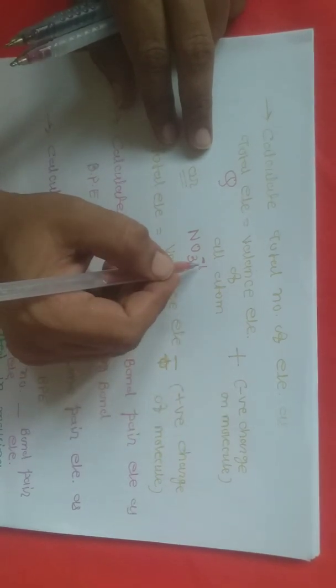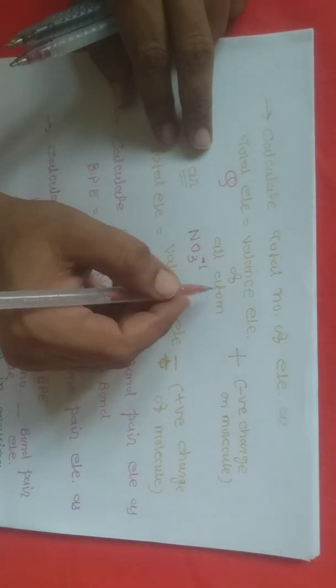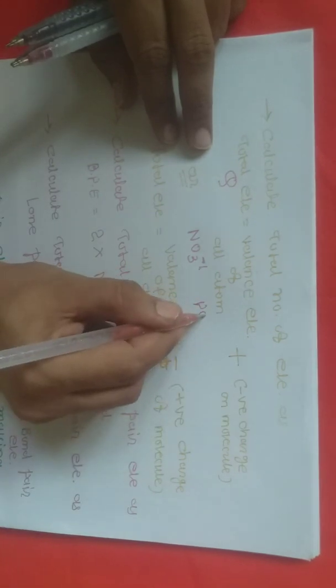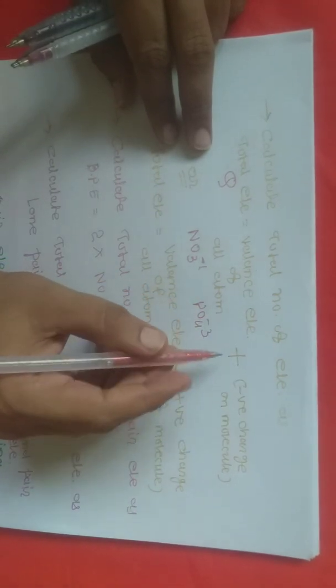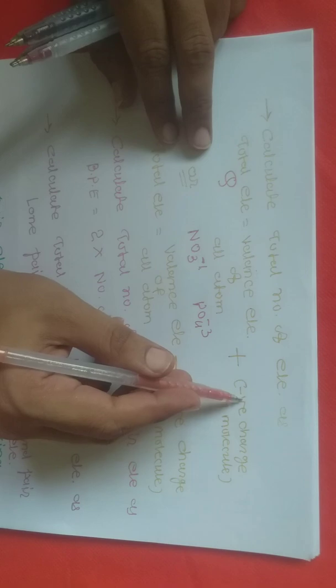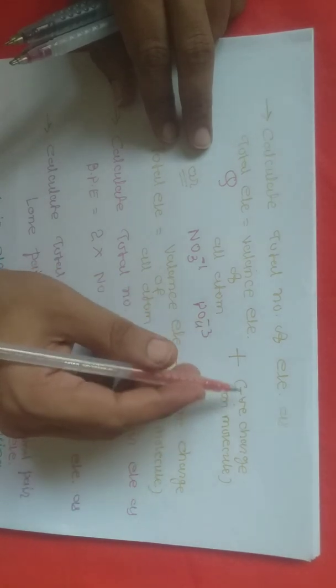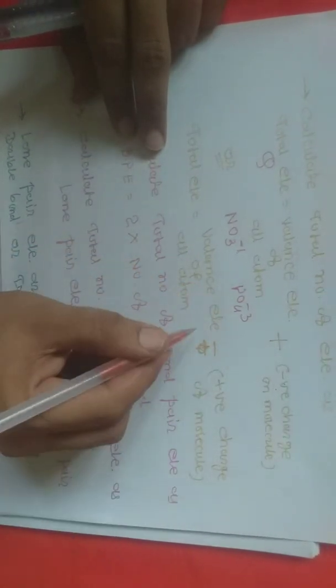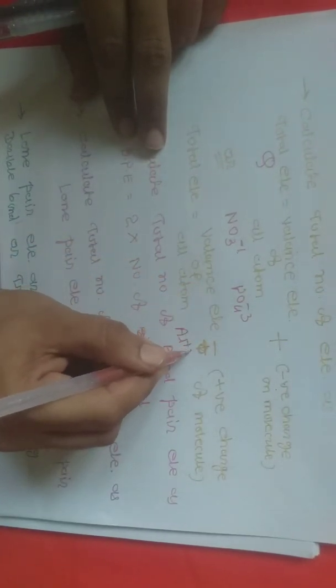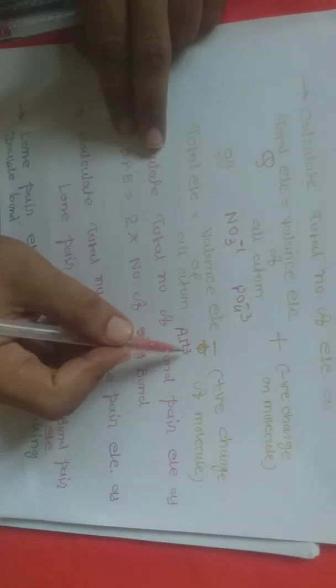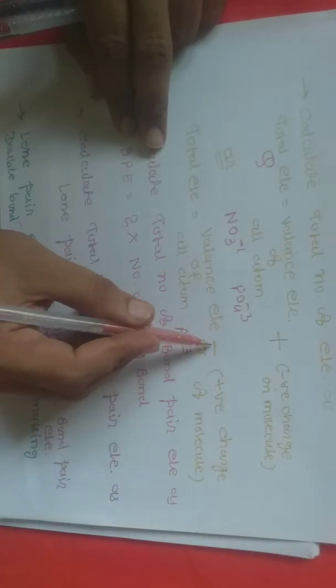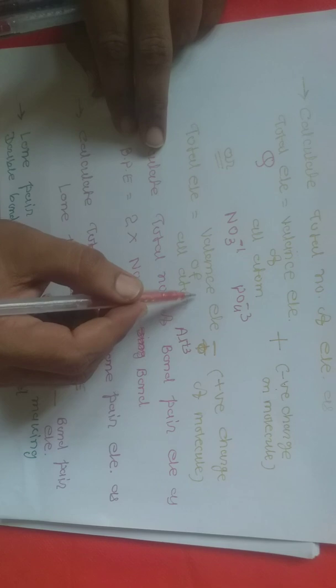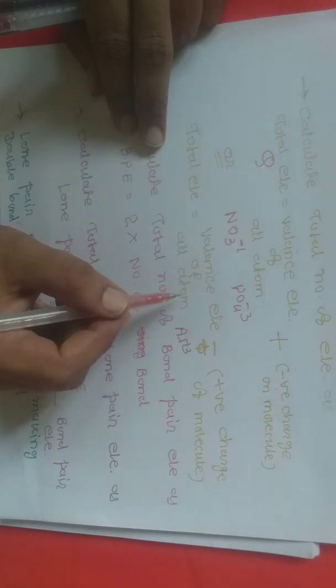If there is a 3 negative charge, for example PO4 minus 3, in that case I have to add 3 here, because negative charge is always added to the valence electron. Similarly, if positive charge is there, for example aluminum plus 3, then it is always subtracted from the valence electron of all atoms.